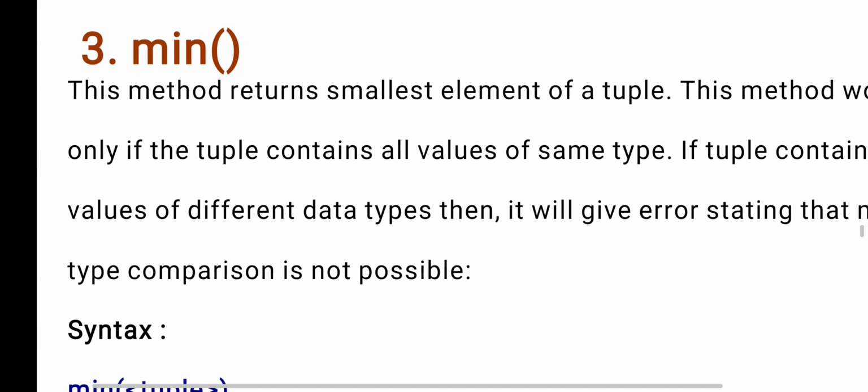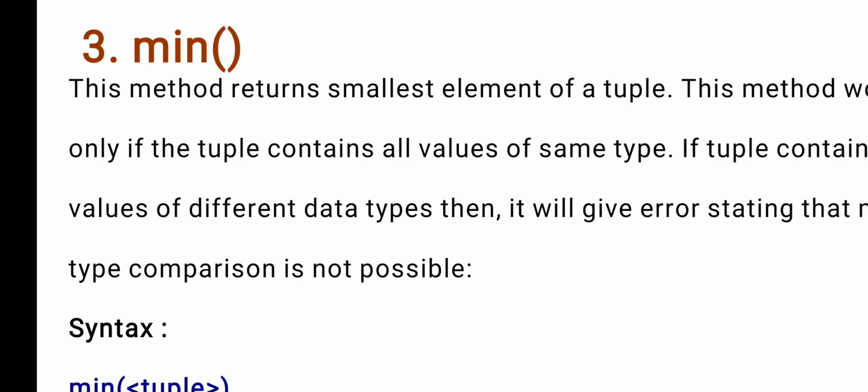The next one is the minimum element. This is also the same. As the max method is used to find the largest element in the list, the min method is used to find the minimum, the smallest element in the list. Okay, and this method also works when all the elements are of the same data type. If elements are of different data types, then it is difficult to find the smallest element. So this is exactly similar to the max function. But the max function finds the maximum, largest element. The min function is used to find the minimum element.